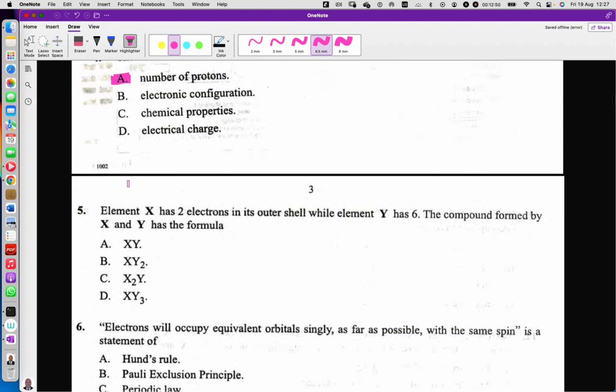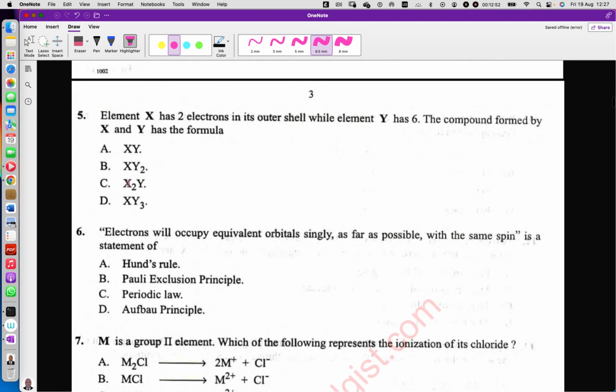4 is A. 5. Element X has 2 electrons in its outer shell, while element Y has 6 electrons. The compound formed between X and Y has what?